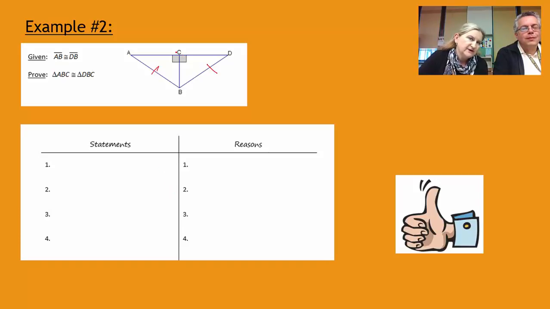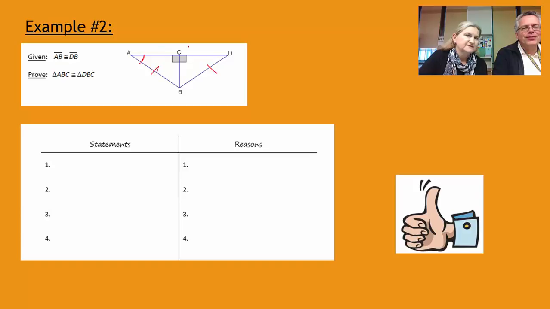I see this side right here. Very tempting, but that's not really going to help me, because I would end up with side, angle, which I can't use. But if I know that these two sides are congruent, what can I conclude, Mr. Miller? Oh, triangle ABD is an isosceles triangle. Absolutely. And the base angles are congruent.